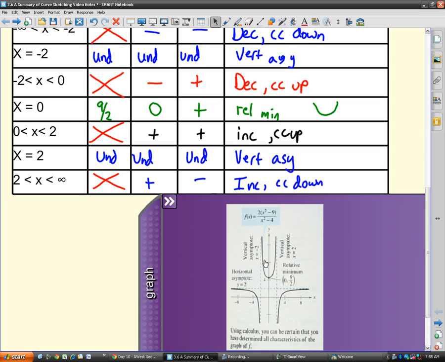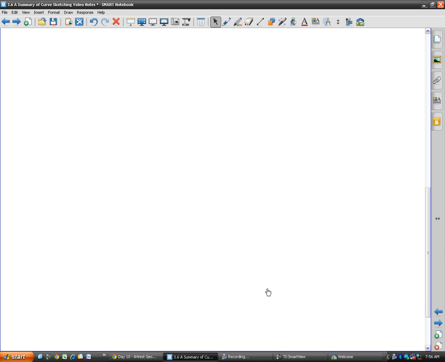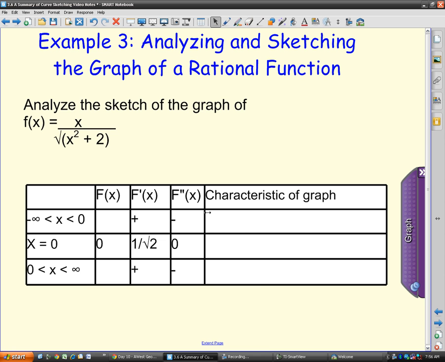And so you could go through knowing all of this information and sketch a graph, and that's really what we're trying to do. So now we have a different function, same idea, but this time I went through and gave you the table, and this is just to figure out the characteristics and then get a sketch of the graph.